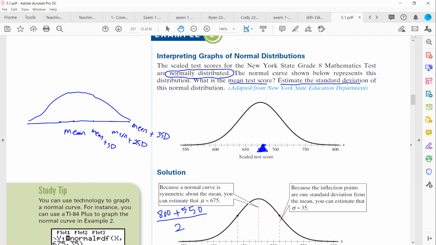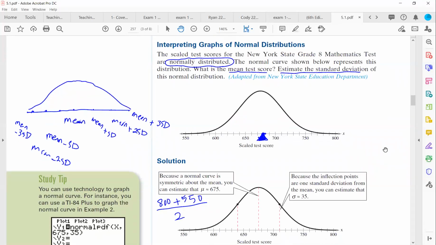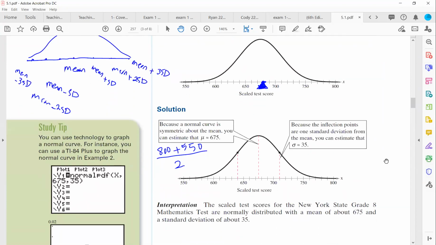And the mean minus 1 standard deviation below the mean, minus 2 standard deviations, mean minus 3 standard deviations on the far left of the graph. So if you have these values, you can actually just subtract them, divide by 6 to find your standard deviation. Or you can use your inflection points.